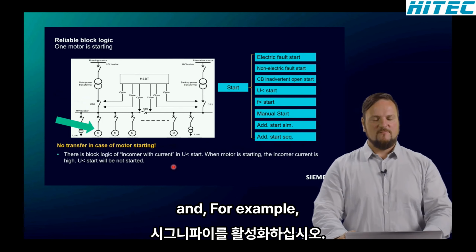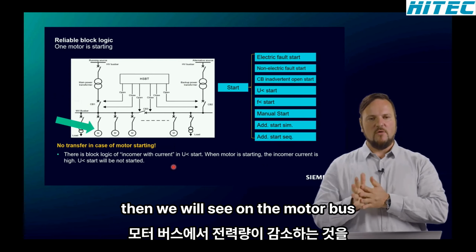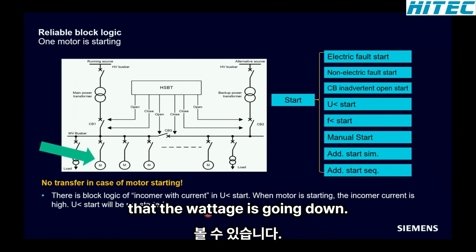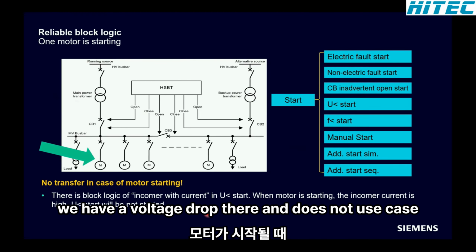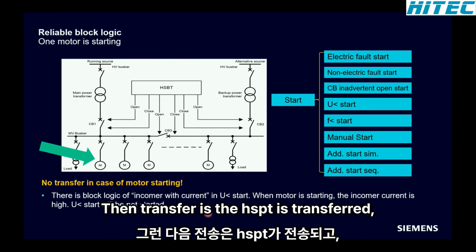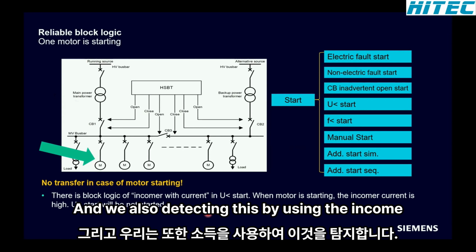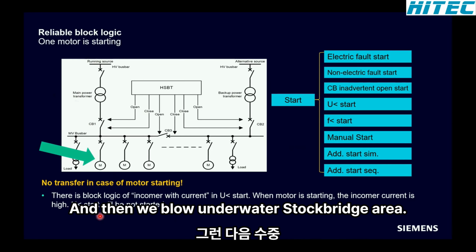For example, if a motor is started, then we will see on the motor bus that the voltage is going down. So that means we have a voltage drop there. This is a normal use case when the motor is started, and therefore we also want to avoid that the HSBT transfers the load from the main in-feed to the alternative in-feed. Therefore, we detect this by using the incomer current, and then we block the under voltage start criteria.